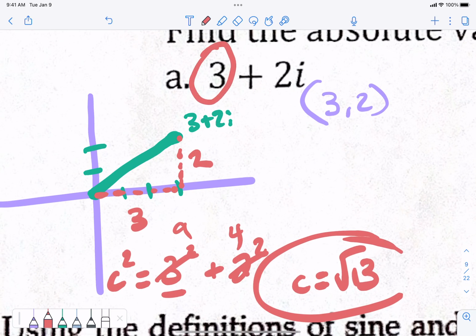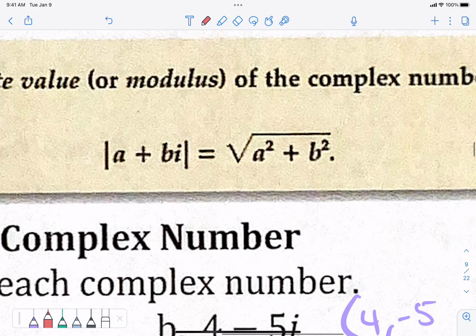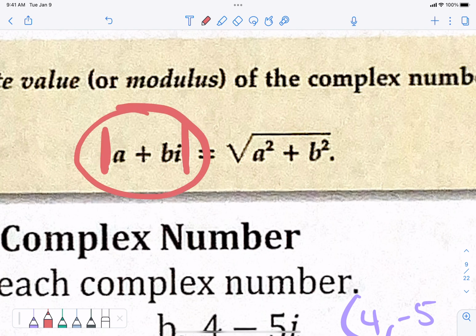This is your a, this is your b. We just square each one of them and add them together. Take a look at what the formula says. When we're finding the absolute value, which again is the distance from 0, they'll represent it with those bars, the absolute value bars. You're just taking the first coordinate, squaring it, the second coordinate, squaring it, and you're taking the square root of that when you add them together, right?